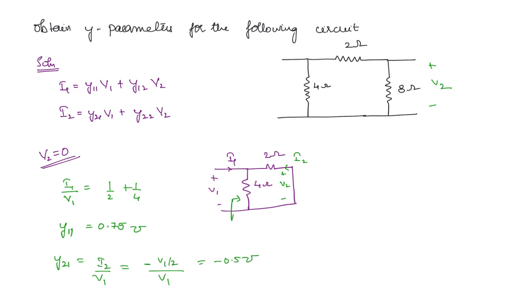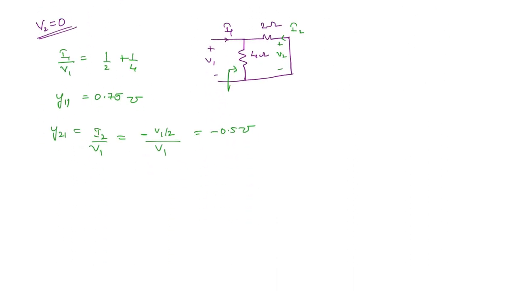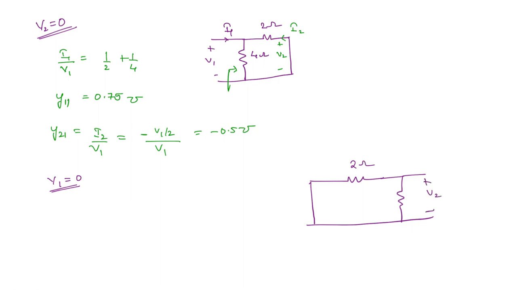Okay. So similarly you can get the other two parameters. If you equate V1 is equal to 0, what will be the circuit? 2 ohms will be as it is. Here you will have 8 ohms and this will be short circuited. So here you are going to get voltage V2. This is I2. Current here is I1. Once again I1 is entering the negative polarity.